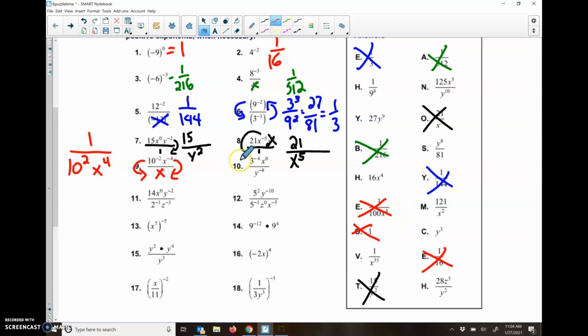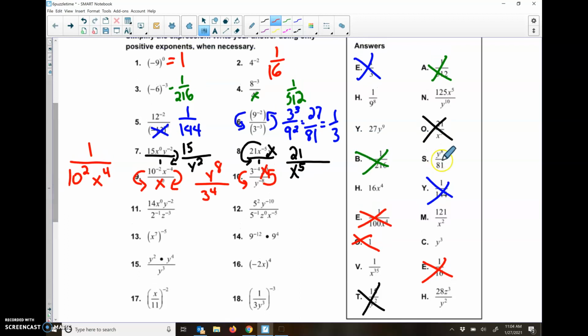Okay. And then number 10 here, we have 3 to the -4th power. Well, that's going to switch because it's a -4th power. X to the 0 is going to go away because it's 0. And y to the -8 switches to the top because it's a negative exponent. So I'm looking for something y to the 8th times 3 to the 4th power.